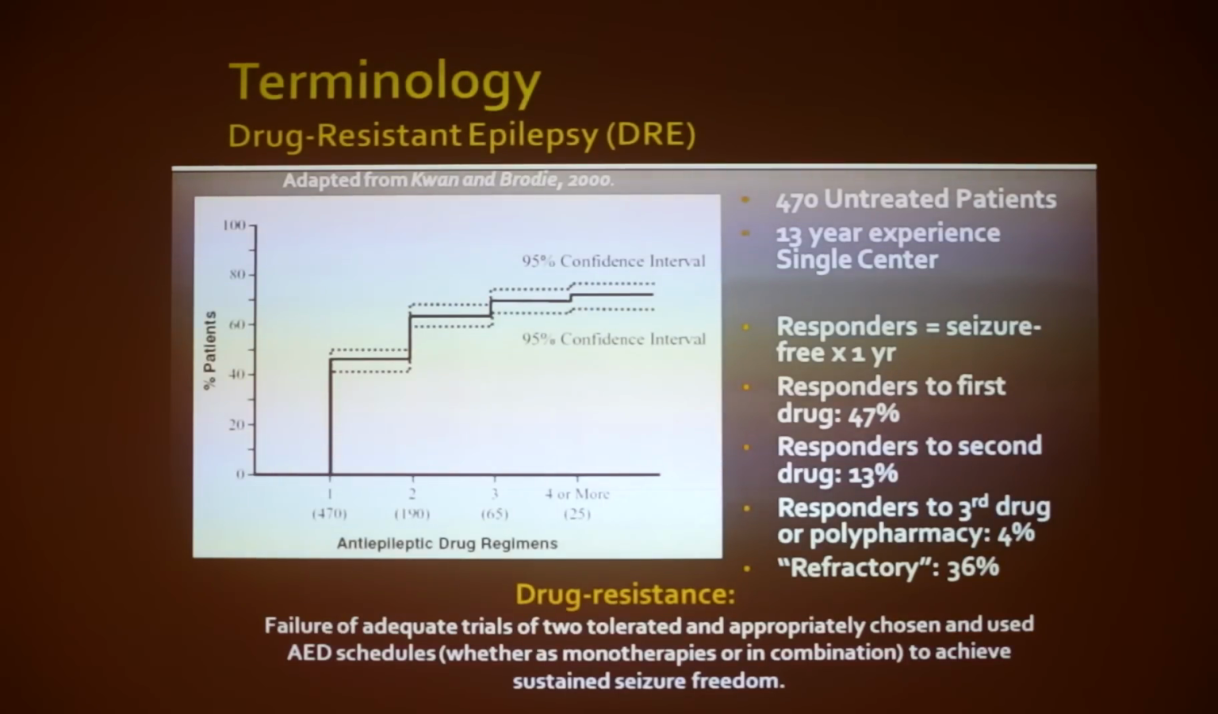So you're going to see the abbreviation DRE for drug-resistant epilepsy come up over and over again in this talk, and this is what it means. At minimum, failure of two drugs to control seizures for a significant period of time, typically 6 months to a year.